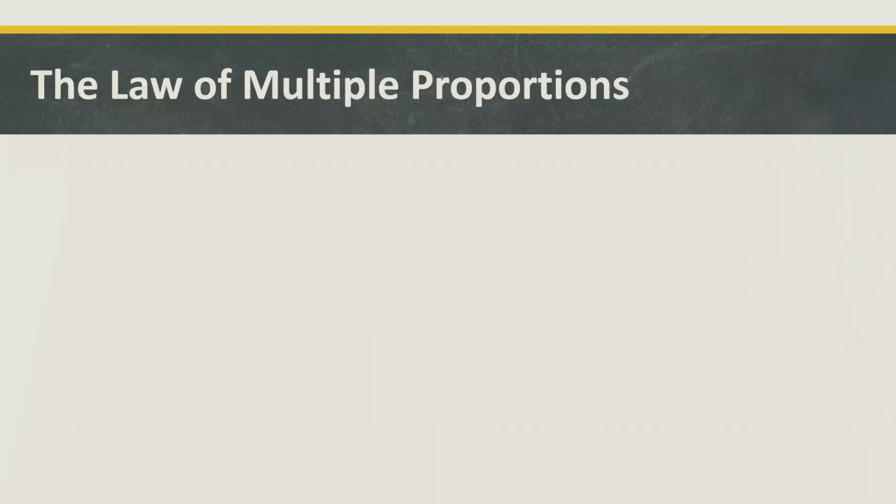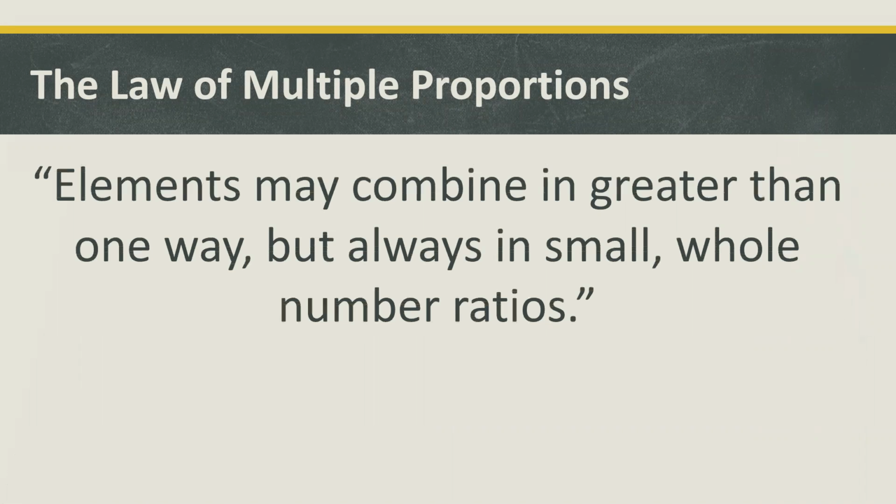And the final law we have to talk about is the law of multiple proportions. So multiple means many. So this law says elements may combine in greater than one way, but always in small whole number ratios. So what does this look like? Well, elements may combine in more than one way. So we have carbon and oxygen, CO, and then we have carbon and oxygen, CO2. Same elements, just in different amounts.